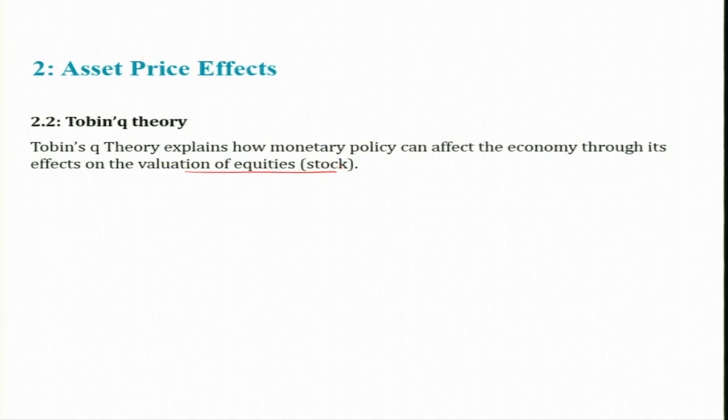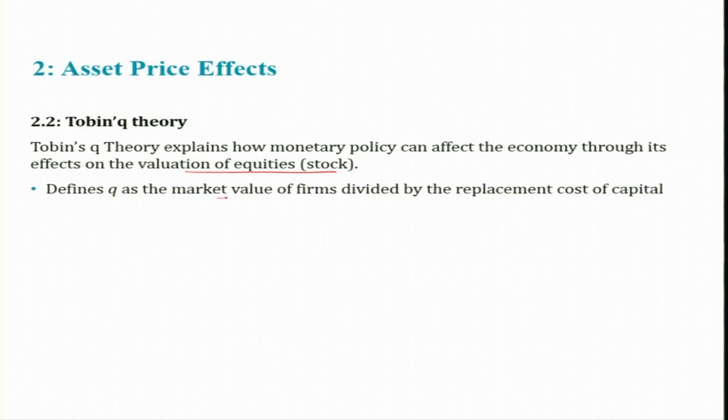Tobin defines Q as the market value of firms divided by the replacement cost of capital. So, we can write Q is equal to the market value of a firm divided by the replacement cost of capital. Replacement cost of capital means the actual cost to buy the machines, equipment and the factory, how much is actually required.